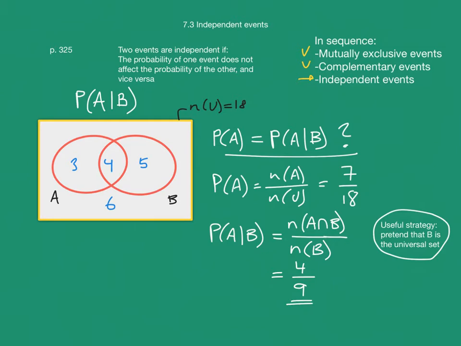And now we can simply check, is this the same as this? And the easiest way to do that is to expand this fraction here, make it into 18ths. So this is 8 18ths. And we can see that, well, okay, this is not the same as this. So the probability of A is not the same as the conditional probability here. And our conclusion then must be that A and B are not independent events. So the probability of A depends on the probability of B.